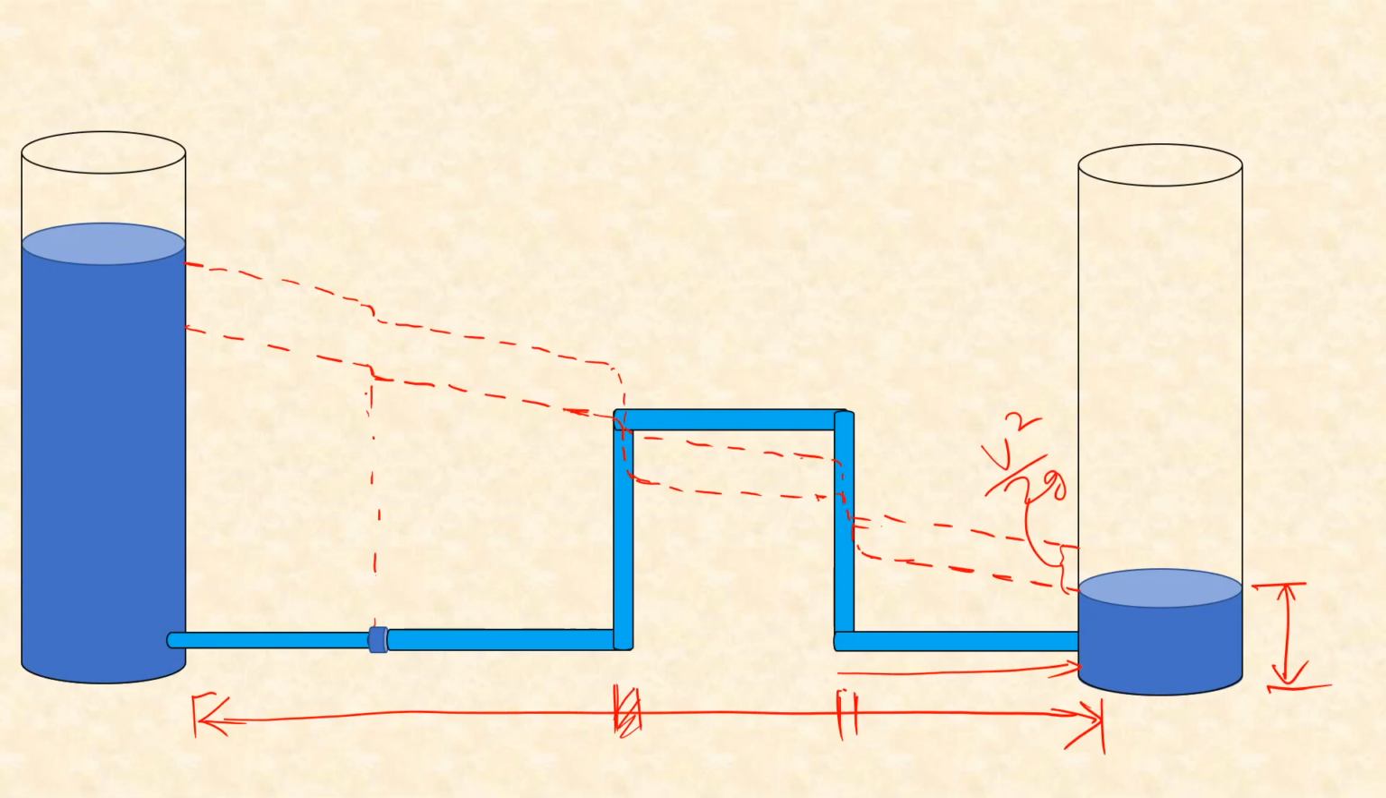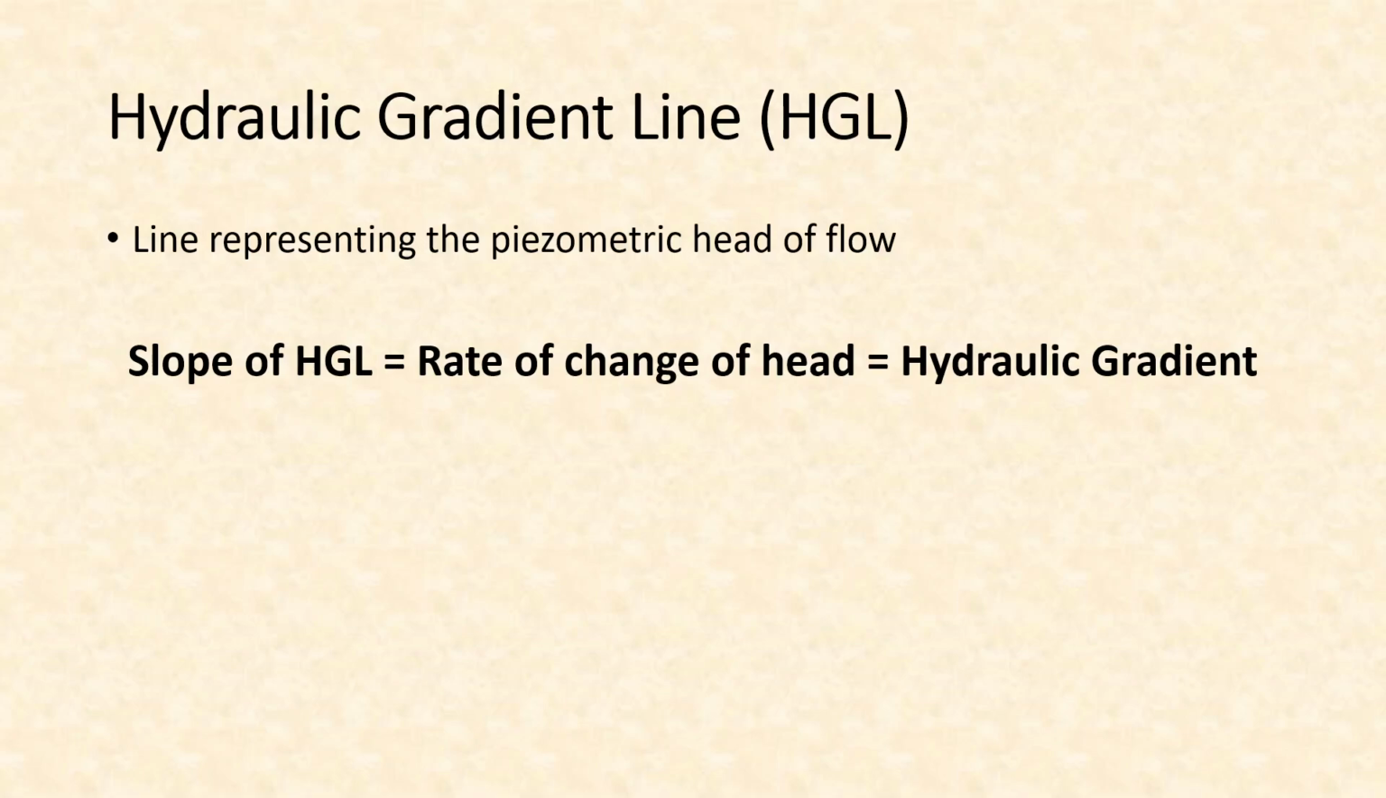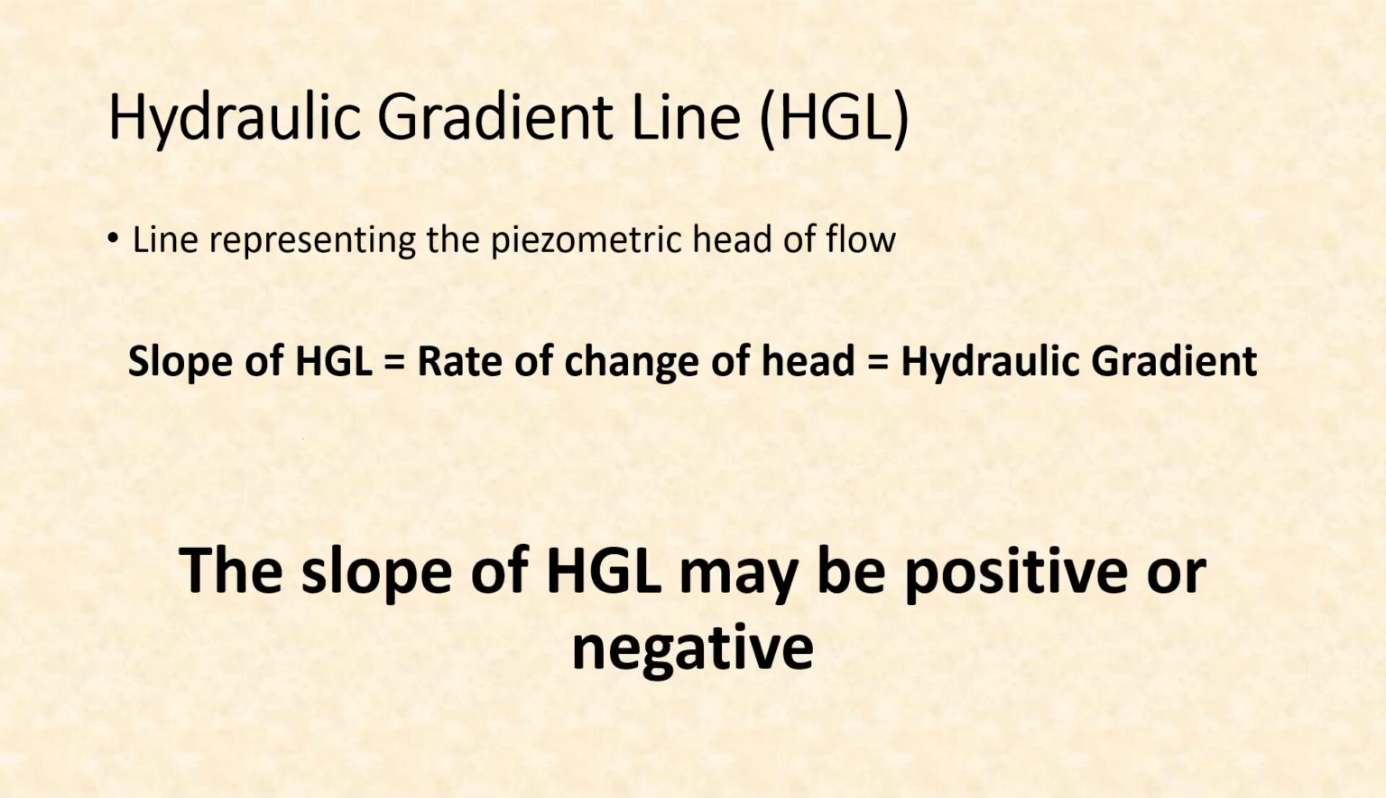Now if we want to describe what a hydraulic gradient line is, it is the line representing the piezometric head of flow, and the slope of the hydraulic gradient line is also the rate of change of head or piezometric head, and it's called the hydraulic gradient. The term gradient means slope, and therefore the slope of the HGL is actually called the hydraulic gradient. Now the slope of the hydraulic gradient may be positive or negative.